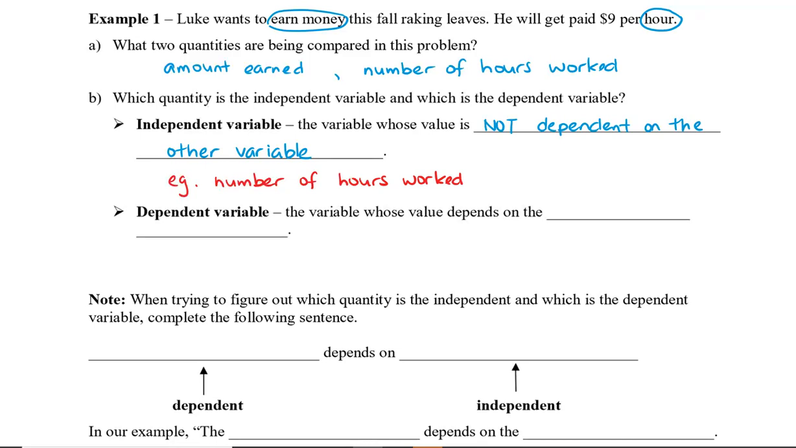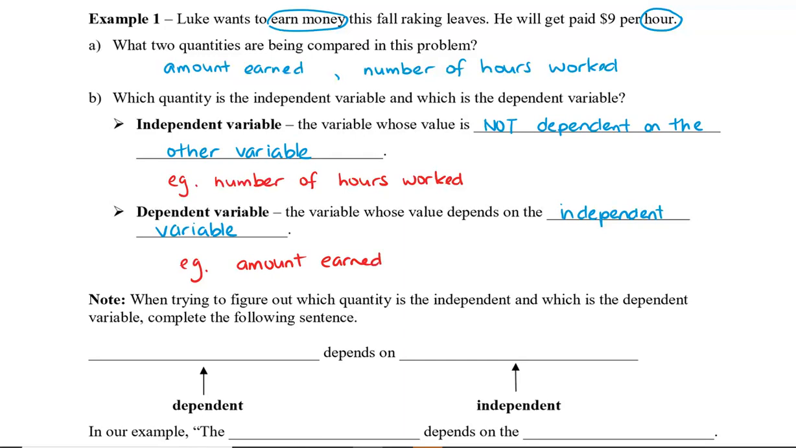The second thing is the dependent variable. So this is the variable whose value depends on the independent variable. So in our example, that would be the amount earned. And that is because the amount earned depends on how much time he works, or the number of hours he works.